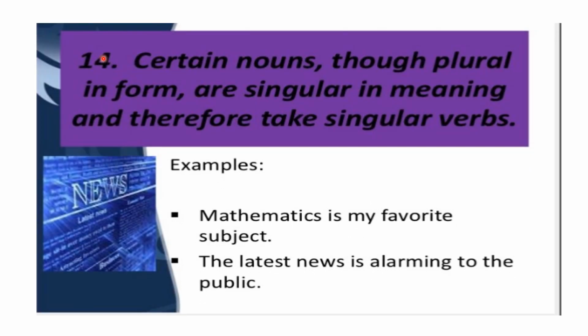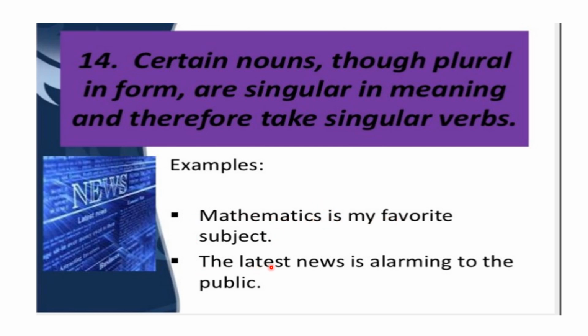The 14th rule: certain nouns, though plural in form, are singular in meaning and therefore take singular verbs. Look at the following examples. Mathematics is my favorite subject. So this word mathematics, it's a noun, plural in form, because you may think of this S. So you may think it is plural. It is plural in form, but it is singular in meaning, and therefore you will use a singular verb is. So mathematics is my favorite subject.